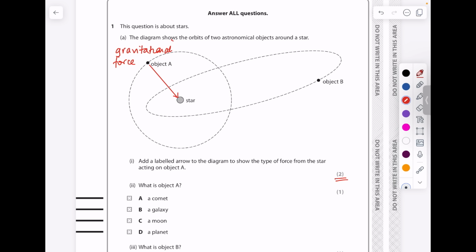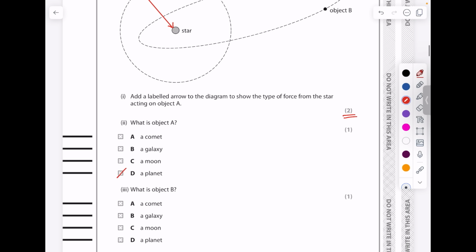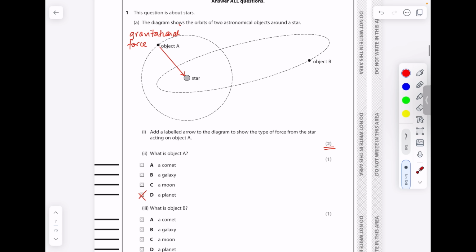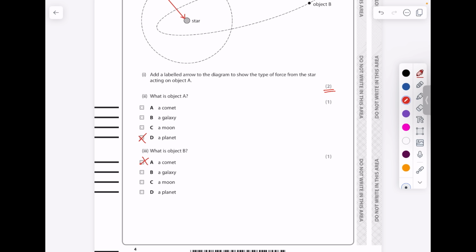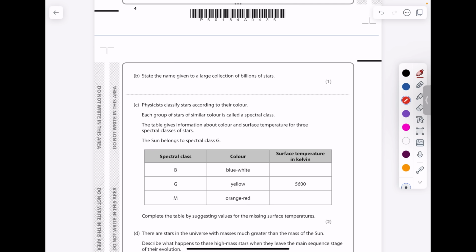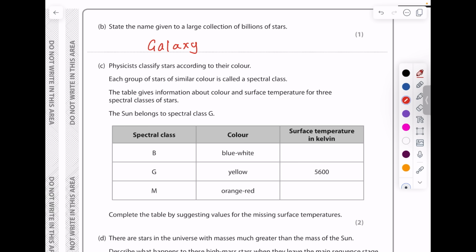What is object A? Well, it's got a circular orbit around a star, so it must be a planet. Remember that comets have a highly elliptical orbit, galaxies consist of billions of stars, and moons orbit planets. What is object B? Well, we've got a highly elliptical orbit, that means a very squashed oval shape, which means it's a comet. State the name given to a large collection of billions of stars. I keep answering these questions before I see them. It's a galaxy.